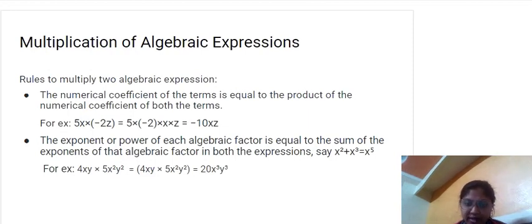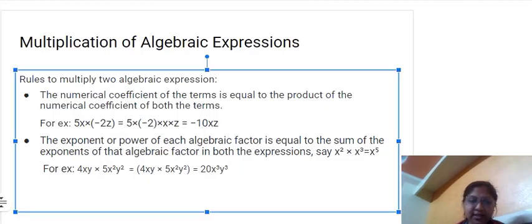Now let's discuss about multiplication of algebraic expressions. We have to keep in mind 2 rules to multiply 2 algebraic expressions. That is, the numerical coefficient of the terms is equal to the product of the numerical coefficient of both the terms. We can see from the example here that we have 5x into minus 2z is equal to 5 into minus 2 into x into z. We will get minus 10xz. So here what we have done is we have multiplied the coefficients of the terms associated with the variables x and z in the algebraic expression.